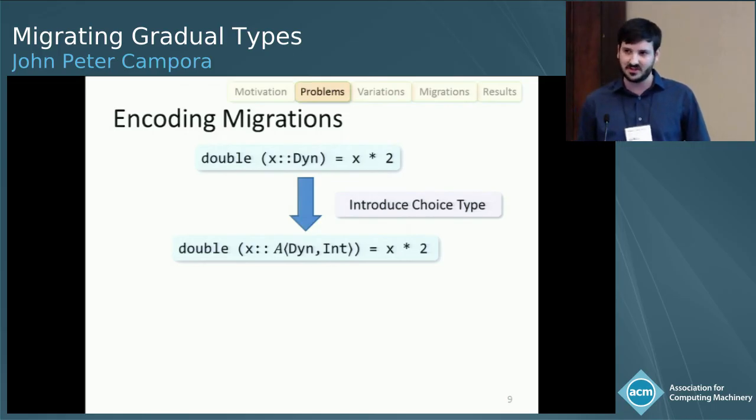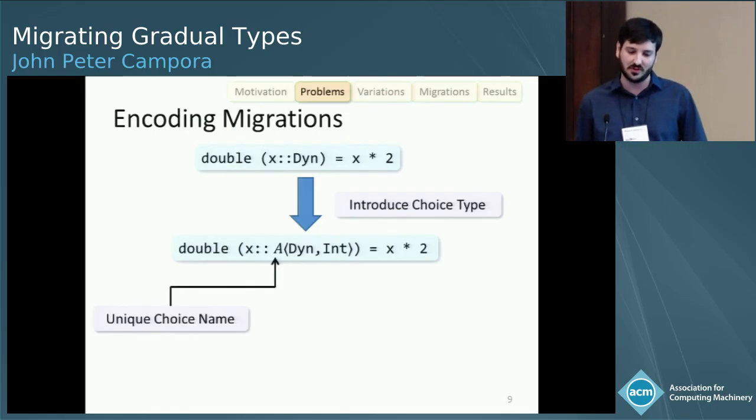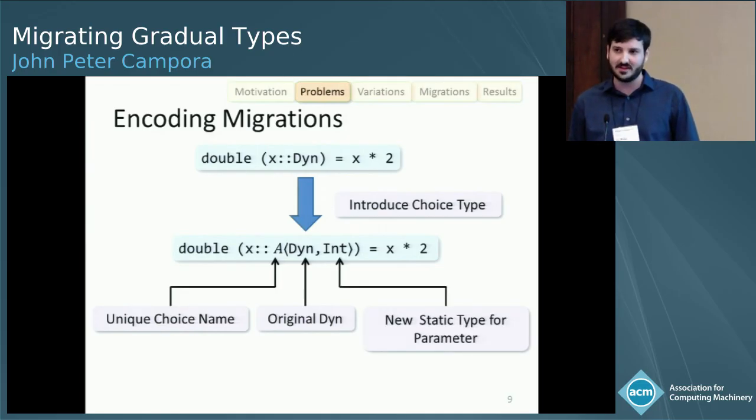And basically this choice type is three things. One, there's a unique choice name, so we always have a unique choice name associated with the parameter that we're trying to migrate. Two, we have the original dynamic type on the left. So in our original program where we have a dynamic annotation, the type resides here. And three, we have a new static type for our parameter that we're going to try to migrate to.